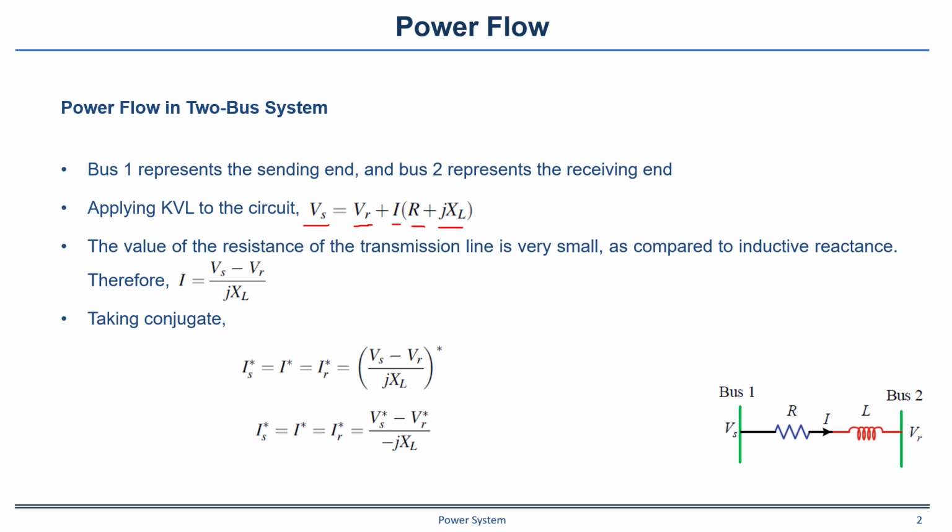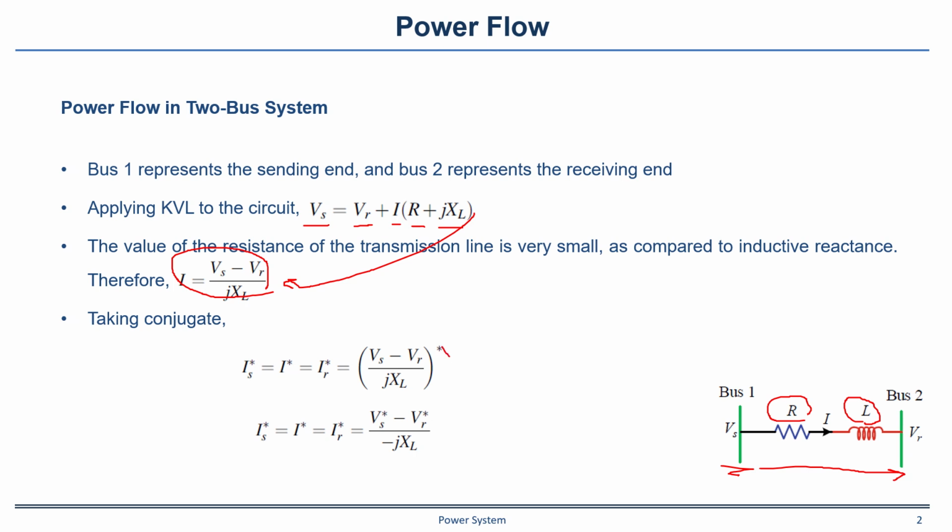So here we have higher voltage, and then gradually the voltage goes smaller. From this equation, we can find the current. So I is the difference between the voltage at the sending end and receiving end divided by the reactance. Why reactance? Because normally in the transmission system, in power systems, not in the distribution, in the transmission system, the value of the resistance is very low. So we can ignore that.